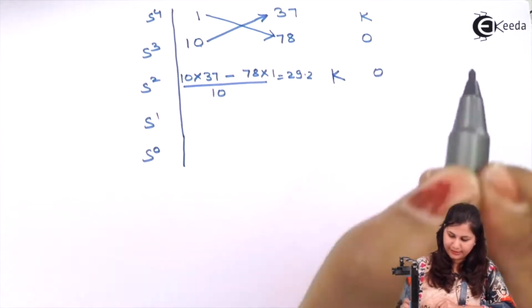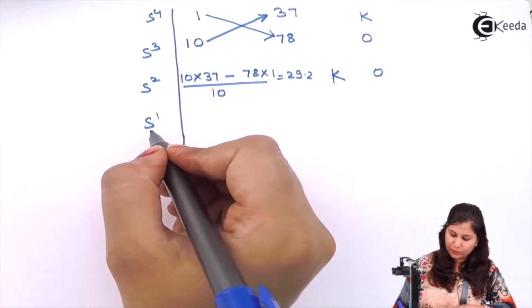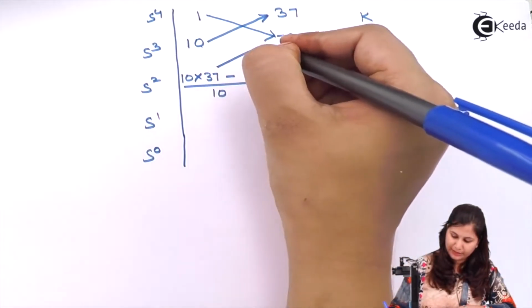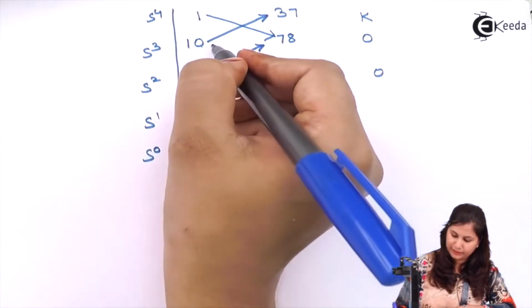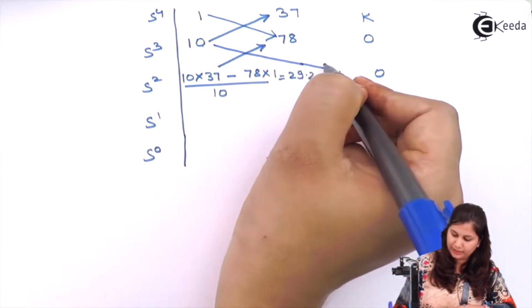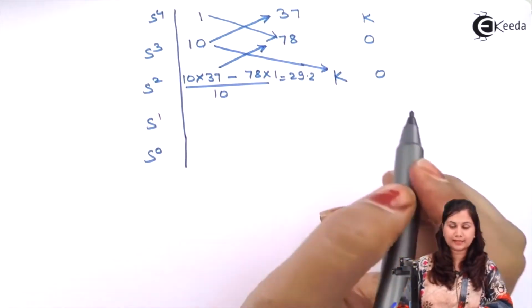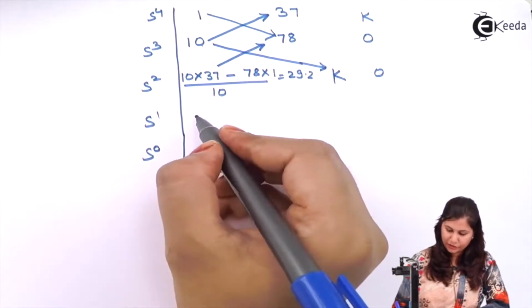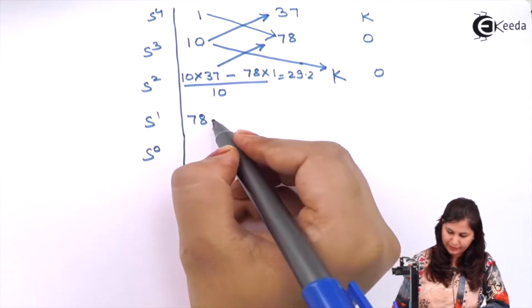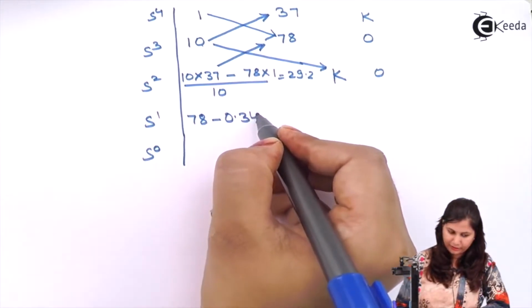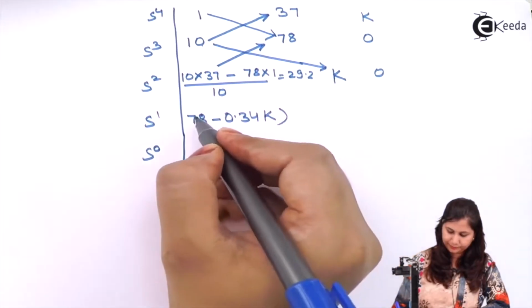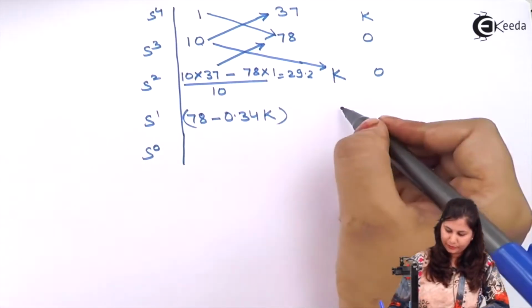This will be 0. Now for s to the power 1, you have to multiply this into this, then multiply this into K, and divide by this term. So we will get the coefficient as 78 minus 0.34K, and it will be 0.